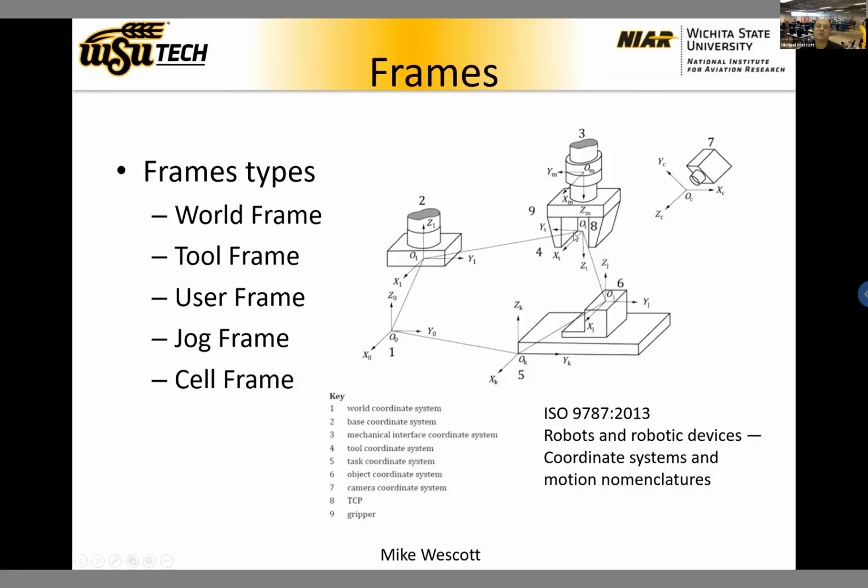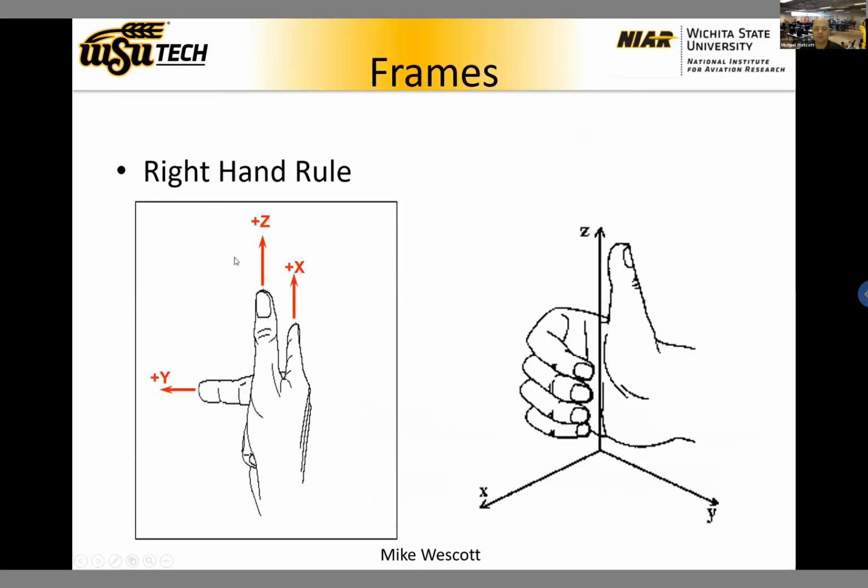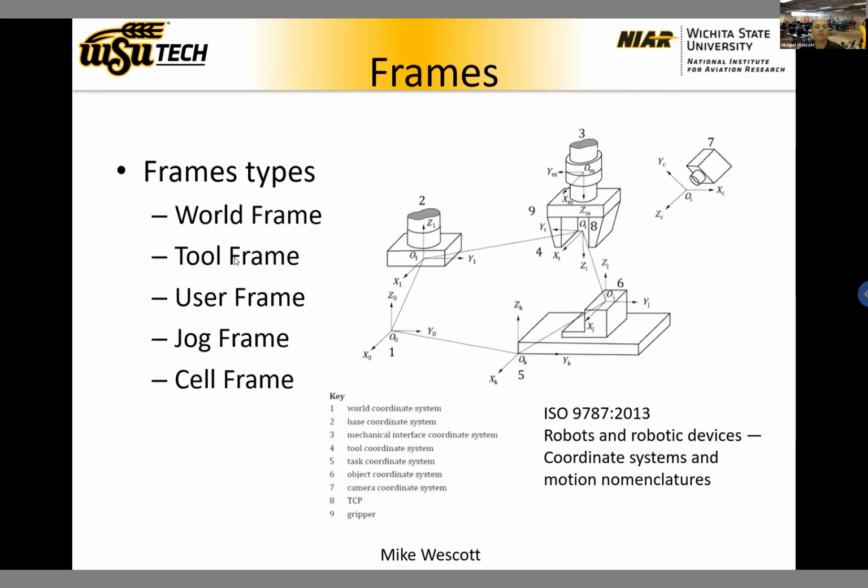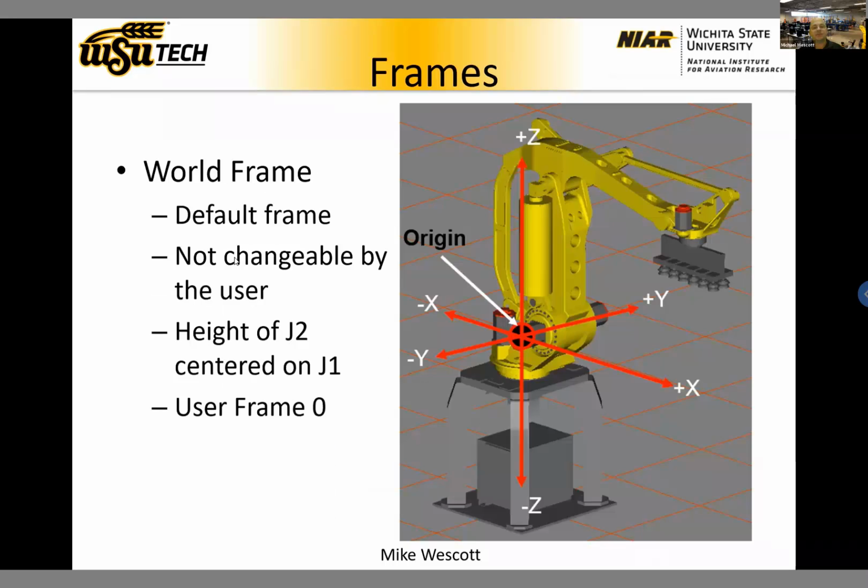8 shows the TCP, which is basically your tool frame coordinate system. We'll describe that in more detail later. And obviously, your 9 points to your gripper. There are, in the Fanuc world, 5 different common frames they refer to. One is the world frame, then the tool frame, the user frame, jog frame, and cell frame. We'll get into details of those in the next few slides.